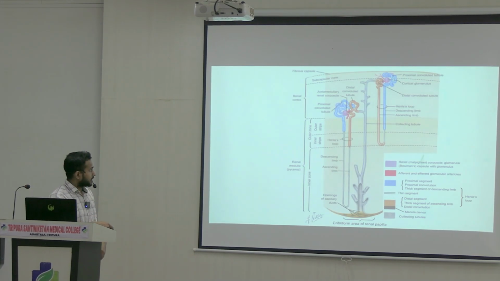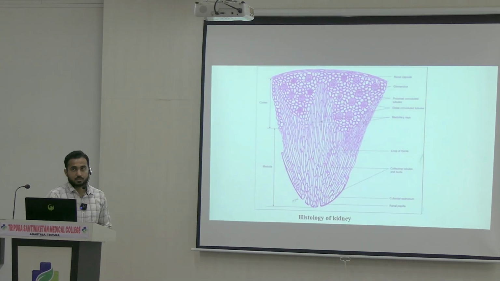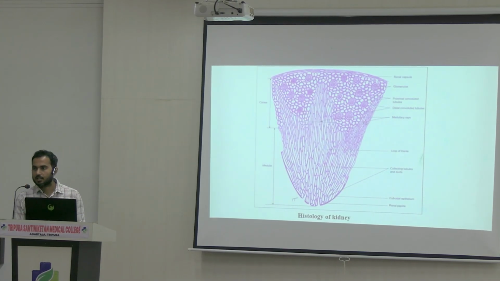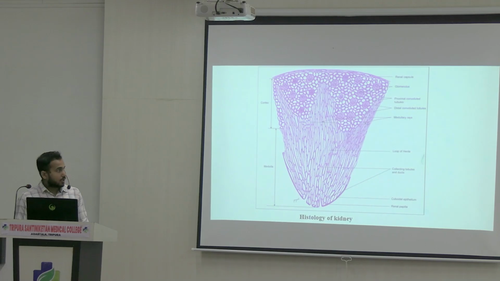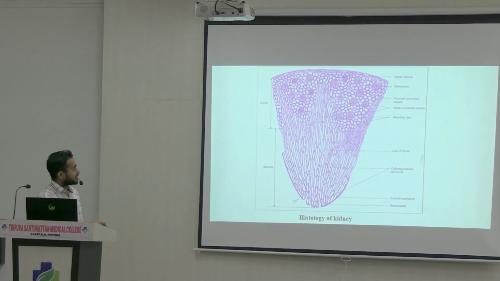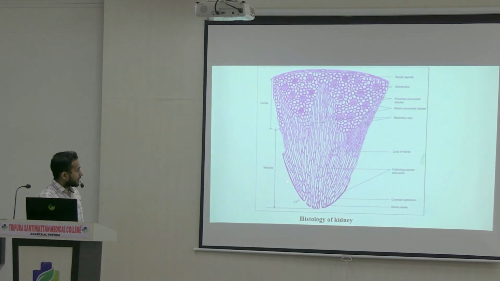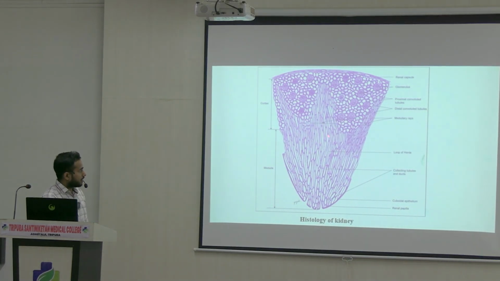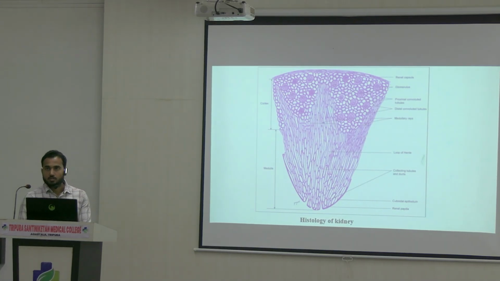Lastly, let me show you the microscopic diagram. This is the schematic diagram which you should draw. In this schematic diagram you can see the renal capsule. This is the cortex. In the cortex mainly you can see the glomerulus. See, these are the glomeruli. The tuft of capillaries are also there. And when you see the medulla, in the medulla you can see all the ducts are present.